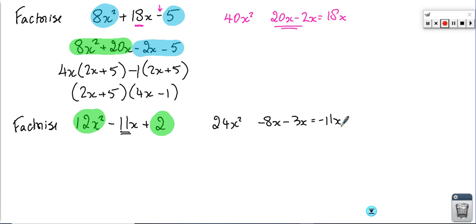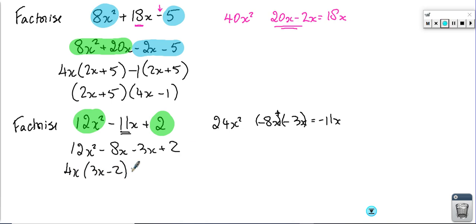So that was the difference we had from the other two. Remember, we are adding those two. So I get 12x squared minus 8x minus 3x plus 2. Take out the common factor from the first two, which is 4x, leaving 3x minus 2. Take out minus 1 so that I get the same brackets, leaving 3x minus 2. So it's 3x minus 2 into 4x minus 1. Hope it's slightly more clear now.